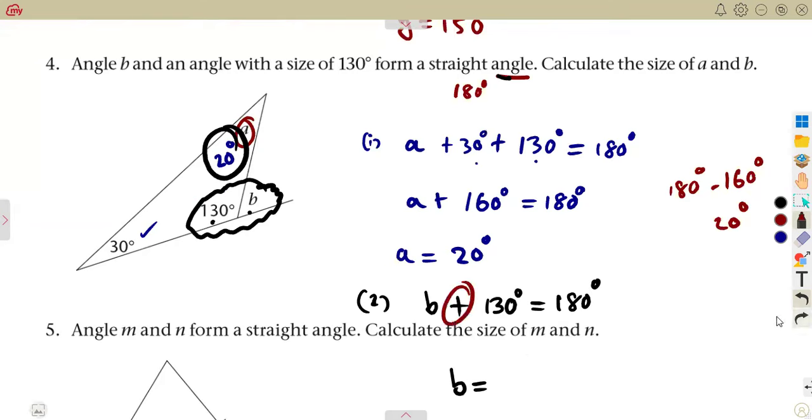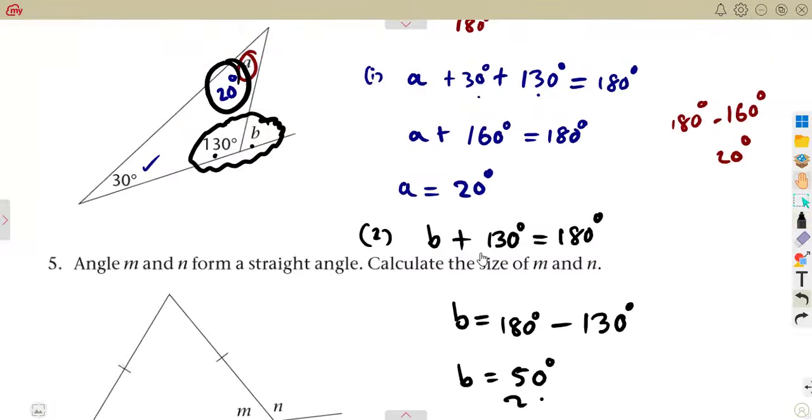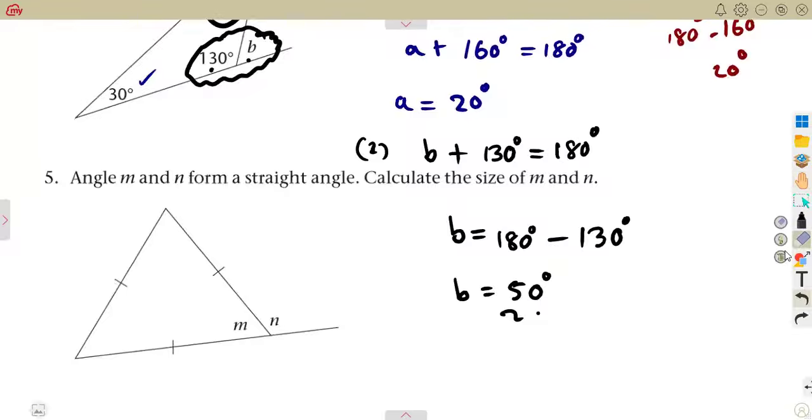So B is going to be equal to this other side, you subtract. It was a plus, remember? So it's going to be a minus. It was going to be 180 degrees minus 130 degrees. The difference there is our angle B. And 180 minus 130 is 50 degrees. Just like that.